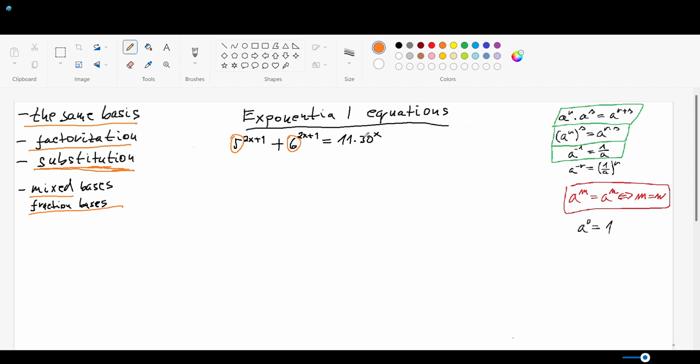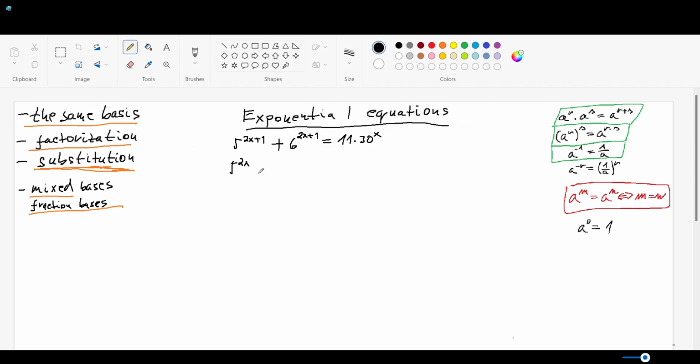And as you can probably see, number 30 is 5 times 6. This is the fact we are going to use at the very beginning of solving this exponential equation. Then there will come one more tricky thing, when from this equation you will see that we will have bases that are fractions. That's why I think we can call this method mixed bases or fraction bases.